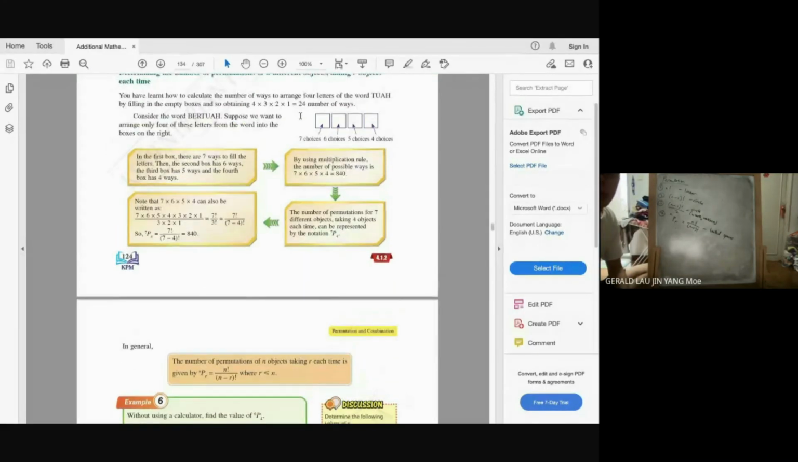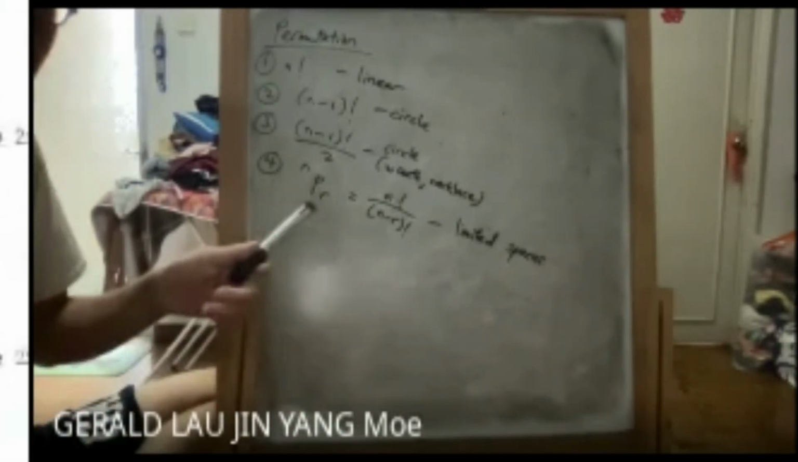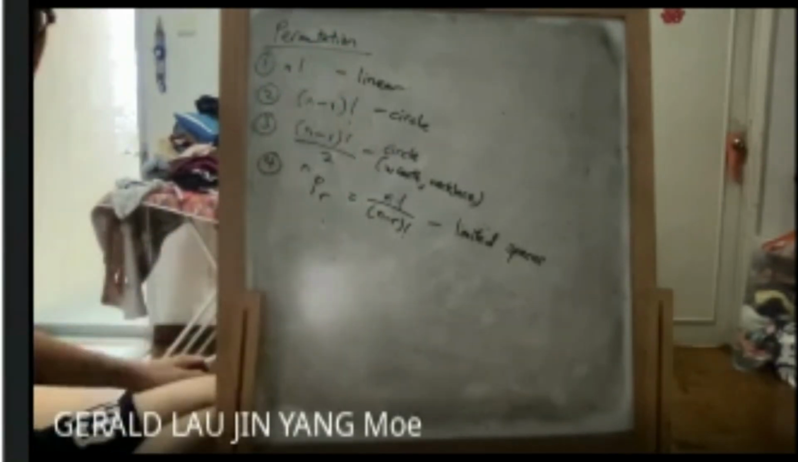So, for example, look at this. You have 7 alphabets, but you only have 4 spaces. So the first space, you have 7 possibilities, then 6, 5, 4. So your formula, you can use 7P4. With 7P4, you will find there are 840 ways to arrange the letters. Can you understand this? nPr means there are limited spaces. You have 7 objects but you only have 4 spaces.